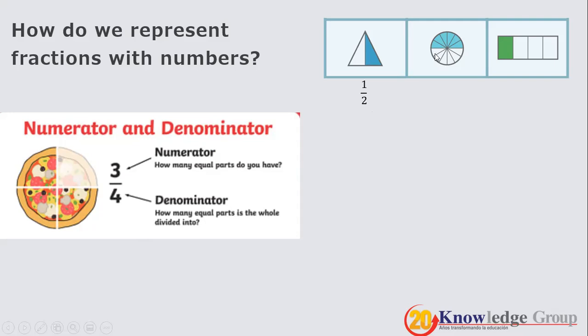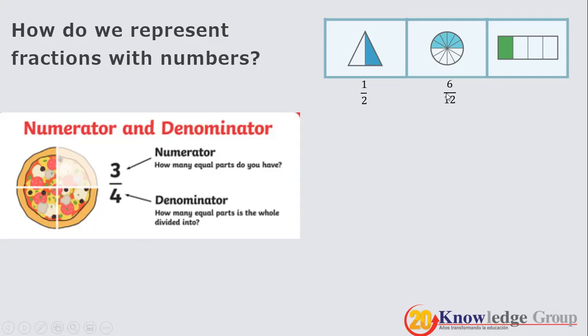My circle is divided into 1, 2, 3, 4, 5, 6, 12 parts. But only 6 parts are colored. You see? So how many parts was it originally divided into? It was originally divided into 12 parts. But I'm only using 6. So my fraction is going to be 6 out of 12.